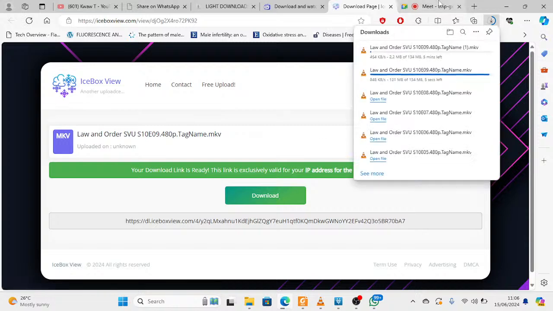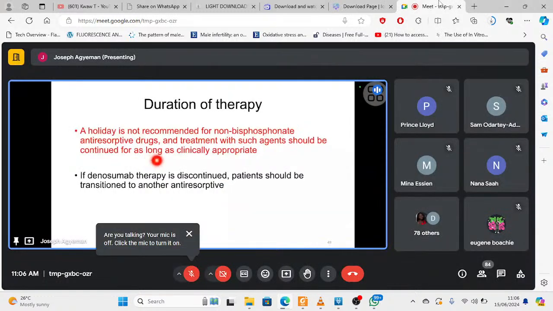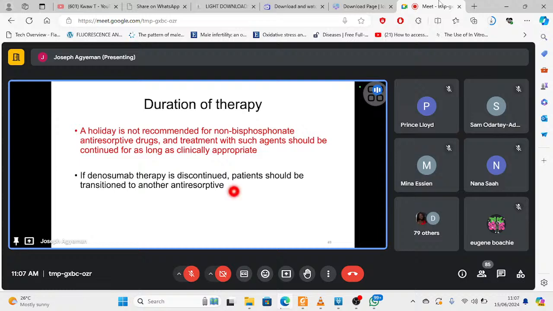Now, a holiday is not recommended for non-bisphosphonate anti-resorptive drugs. Remember those ones, when you are stopping, then you are switching to bisphosphonate. It's not like you are stopping altogether. So we said you can use some drugs for about 2 years and you switch. So we don't have a holiday for them. And treatment with such agents should be continued for as long as clinically appropriate. If denosumab therapy is discontinued, patients should be transitioned to another anti-resorptive agent.